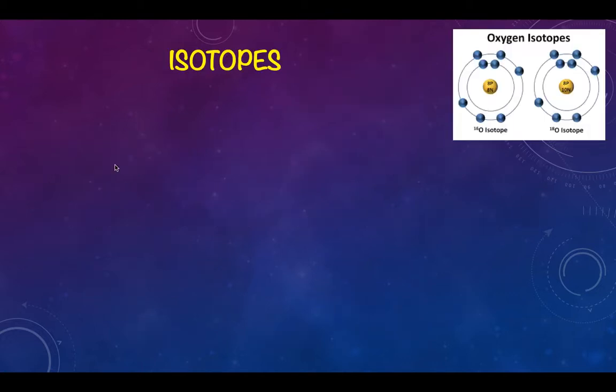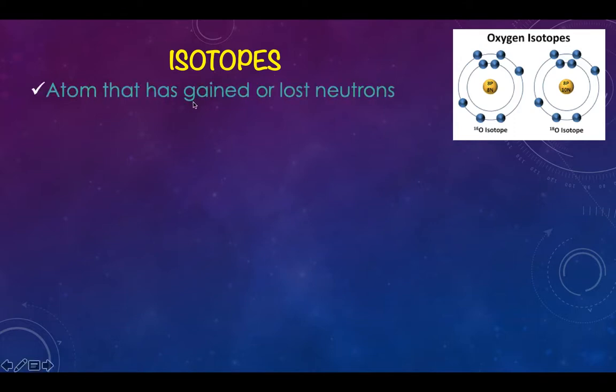Let's finish this up. The last thing we're going to review is an isotope. So remember, the definition is an atom that has gained or lost neutrons. So isotopes are related to neutrons. In this case, look at this: 8 protons and 8 protons for oxygen. That's what makes it oxygen. So both of these examples are oxygen.